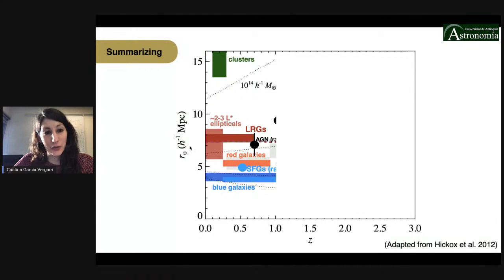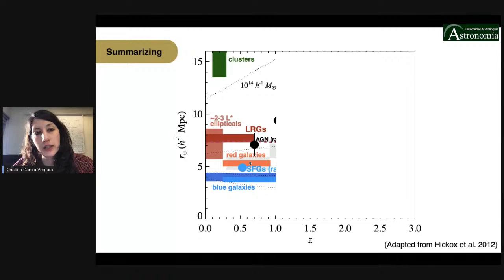This is showing the correlation length as a function of redshift. Here I'm showing everything below redshift 1. What I have said so far is that we can distinguish different clustering based on the properties of galaxies. For example, red galaxies have a higher clustering compared with blue galaxies. We find that those that are also red galaxies, but much more luminous red galaxies, have a higher clustering than normal red galaxies that are less luminous.